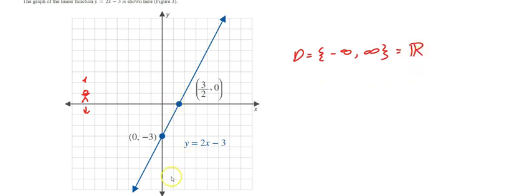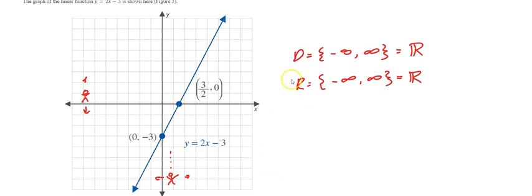How about his range? As he goes up and looks left and looks right, notice that no matter what happens, he's always going to see that line. So the range would also be negative infinity to positive infinity, or all real numbers.